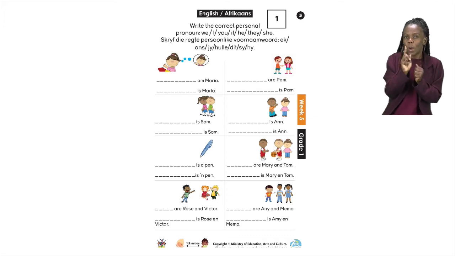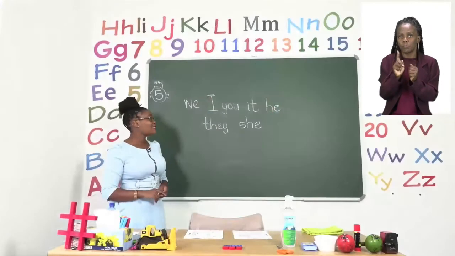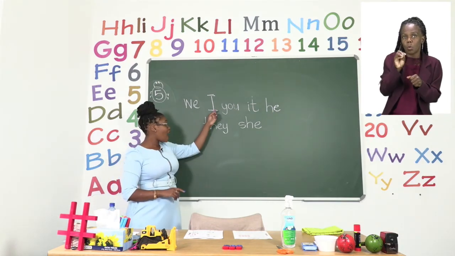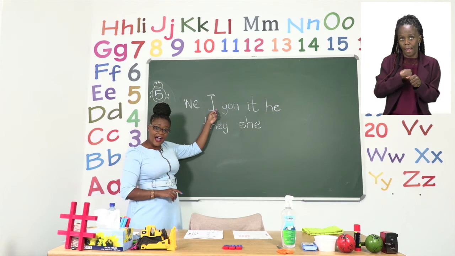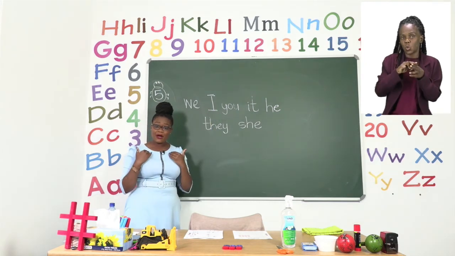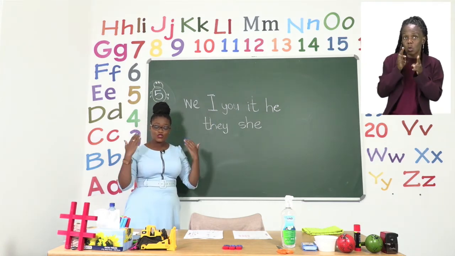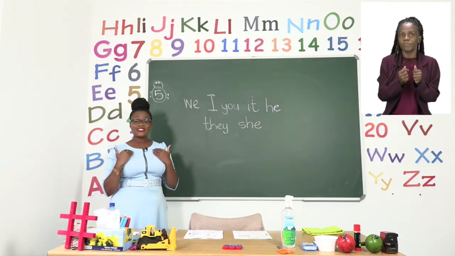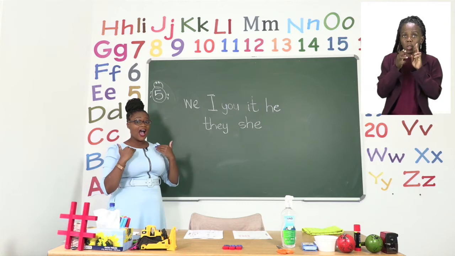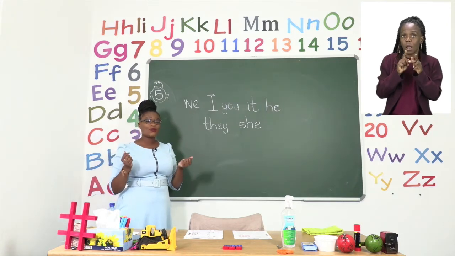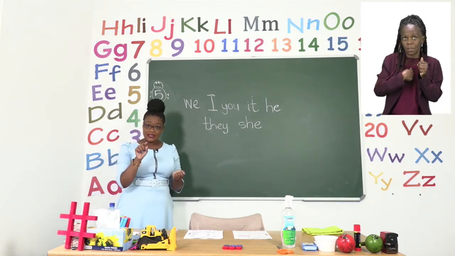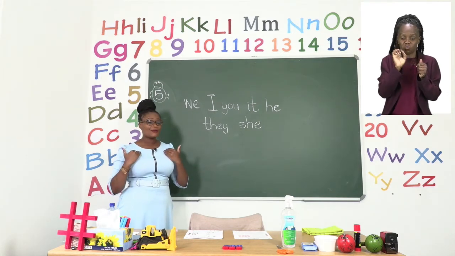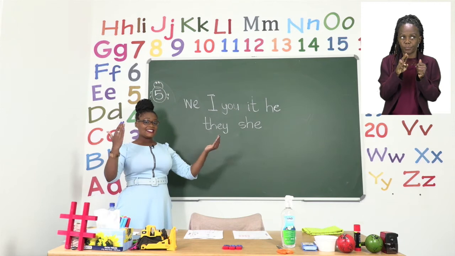Let us take a look at the board. So the first pronoun I would like to show you is the pronoun I. Now, I is used when you're talking about yourself. So if you were to point to yourself, the pronoun that you will use is I. So we replace the noun, your name, with the word I. So when we're talking about ourselves, it is I.